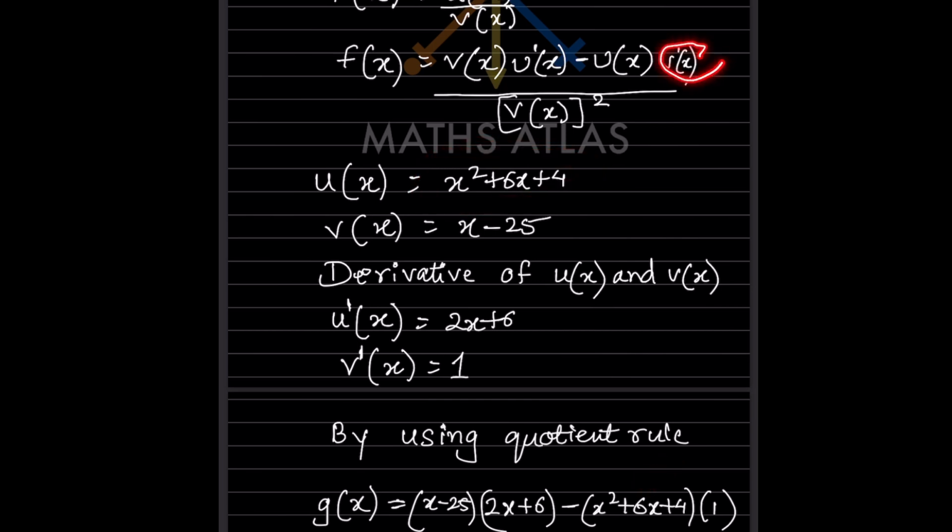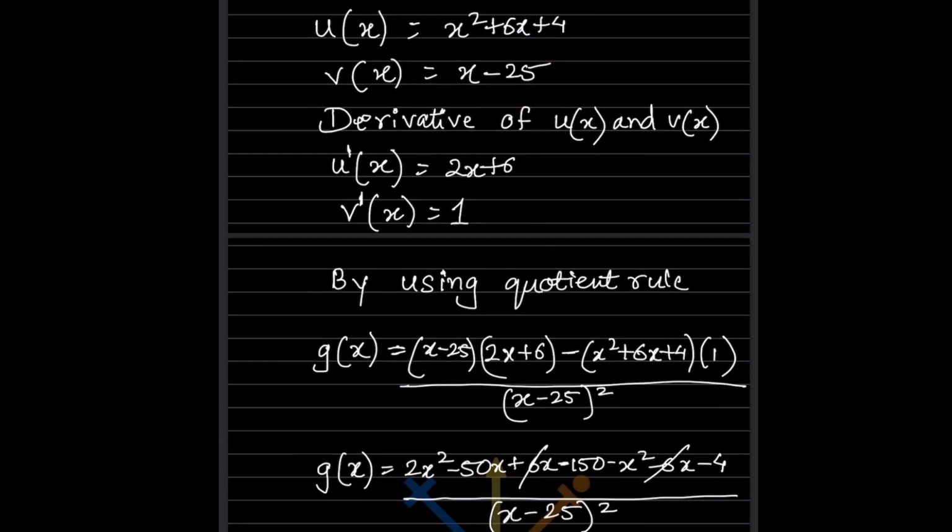And v dash x, that is 1. So this is already done over here. And v of x square means x minus 25 square. This is here. So now what are you going to do? You are going to expand it, this into this, this into this, this into this, and this into this. When you expand this one, you're going to get this whole part. You can expand and you can see. Now this is minus, so here will be minus.